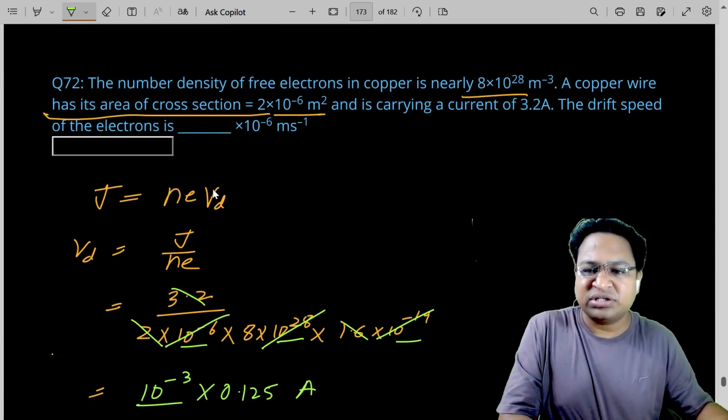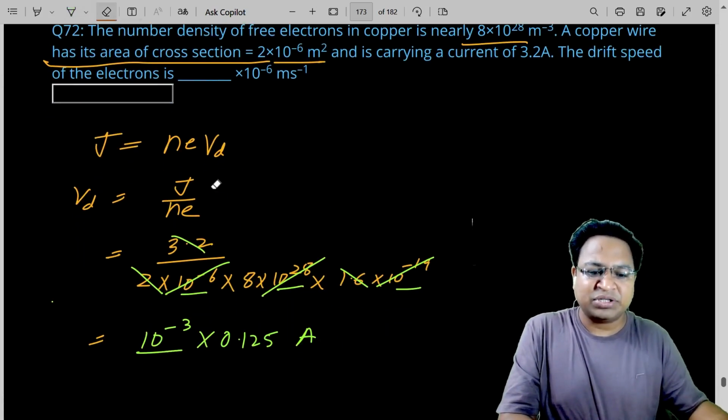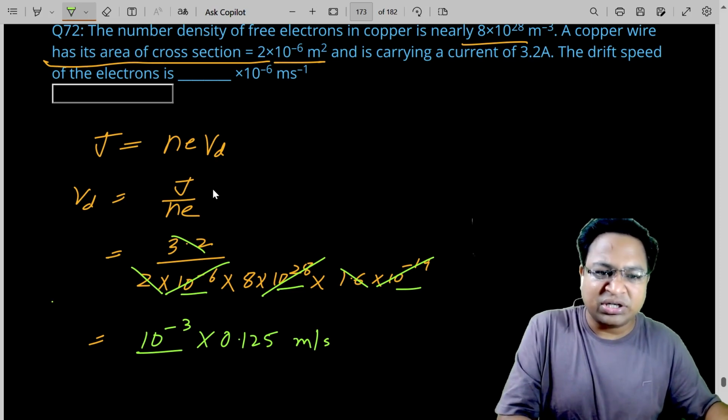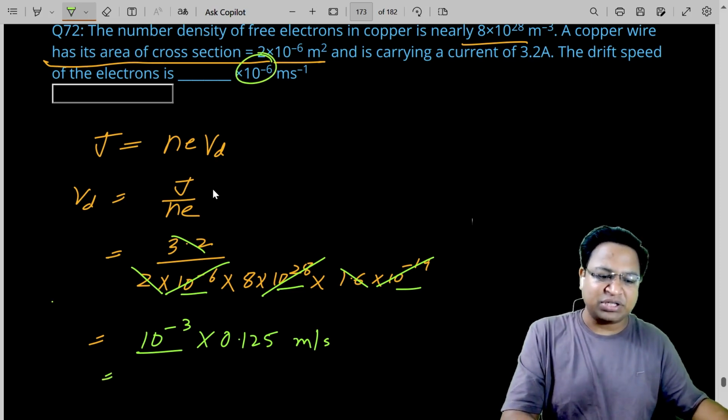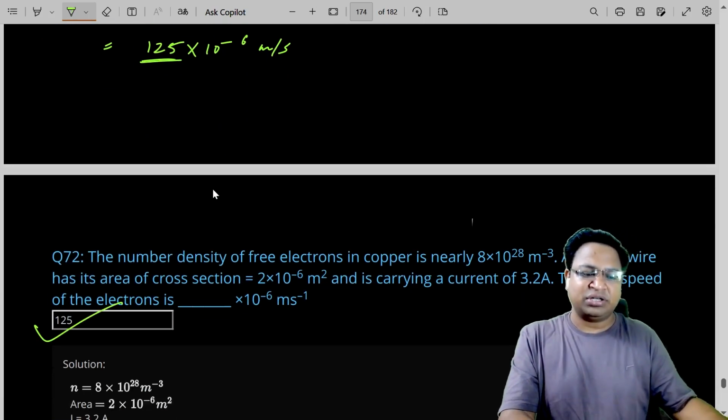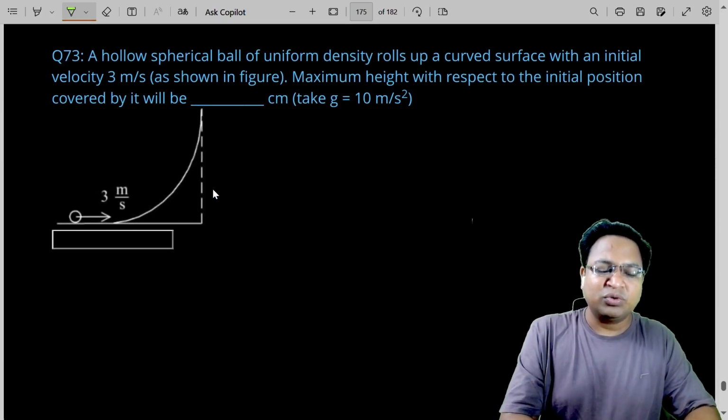So this becomes meter per second. The question is asking us in multiples of 10 raised to power minus 6 meter per second. So I can write it as 125 into 10 raised to power minus 6 meter per second. So 125 will become the answer, as we can see here. 125 is the right answer. Then we go to question number 73.